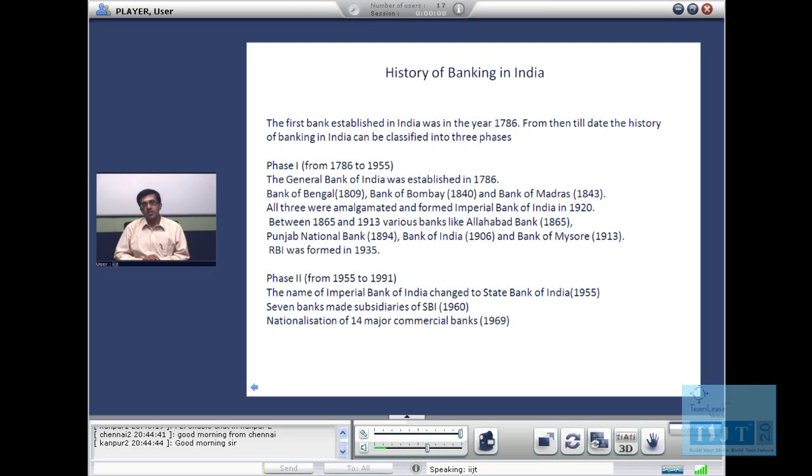Previously, before nationalization, banks were controlled by major business houses, and they were looking at a particular sector of business only. For example, if you take the example of Allahabad Bank, it was majorly catering to the needs of people of Uttar Pradesh. So it was not very focused on other sectors.